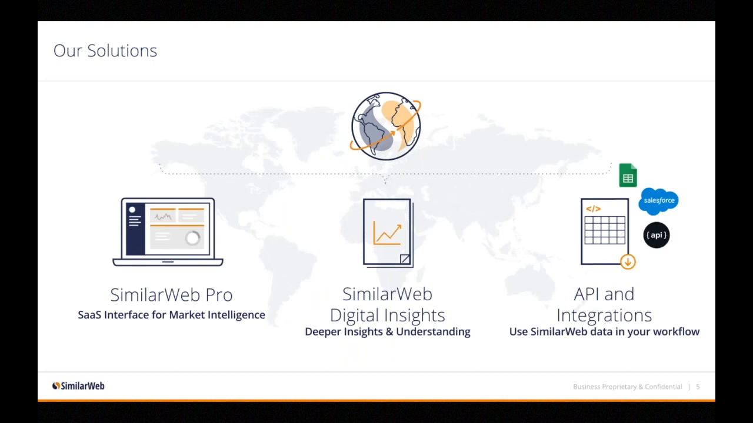Now next, the middle product, SimilarWeb Digital Insights, is more of a customized, deeper insight than the SimilarWeb Pro, and we're allowing you to achieve some of the same goals, but really on a deeper level. So talking about things like conversion rates, SKU level conversion rates, and understanding sites and domains on a much more deep and granular level. And then lastly, on the right, we have API and integration.